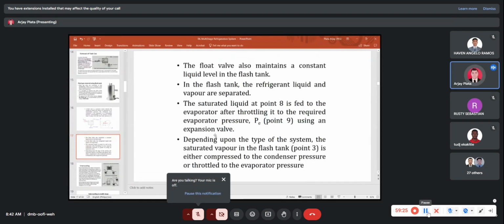In the system, the saturated vapor in the flash tank is either compressed to the condenser pressure or throttled to the evaporator pressure.